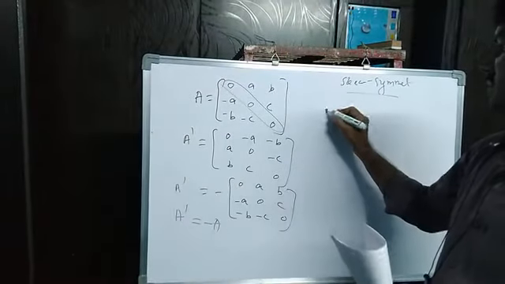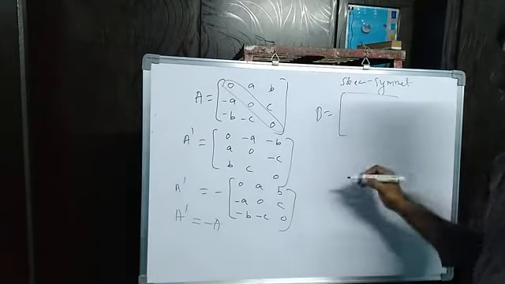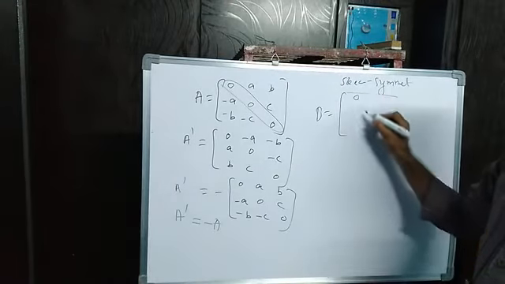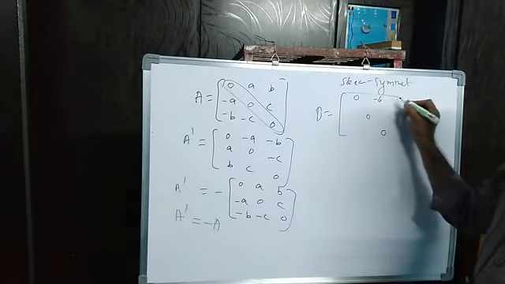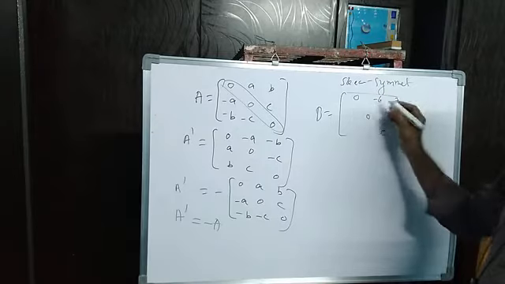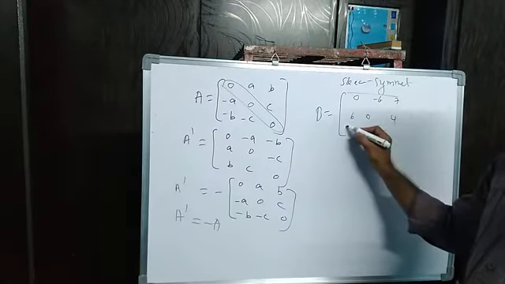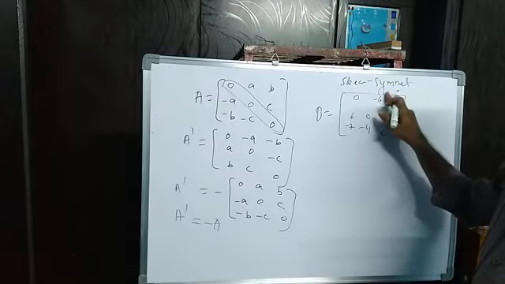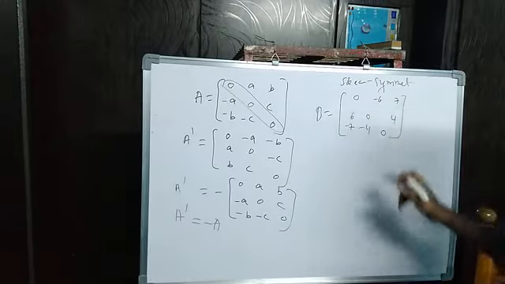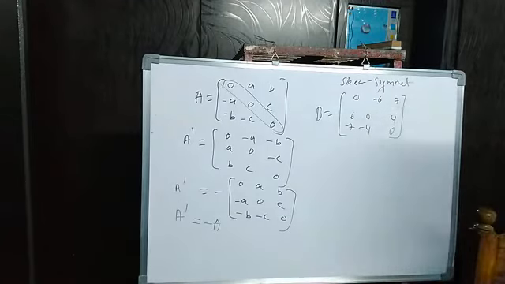So if you write some values instead of A, B, C, then what will it be? Suppose I am taking matrix B. Matrix B is equal to, see, diagonal elements must be 0, 0, 0. Next, see, minus 6, 7, 4 I am taking. Quite opposite you have to take here. Minus 6 means here 6, 7 means minus 7, 4 means minus 4. If you take like this way, then it is the example for skew symmetric matrix.